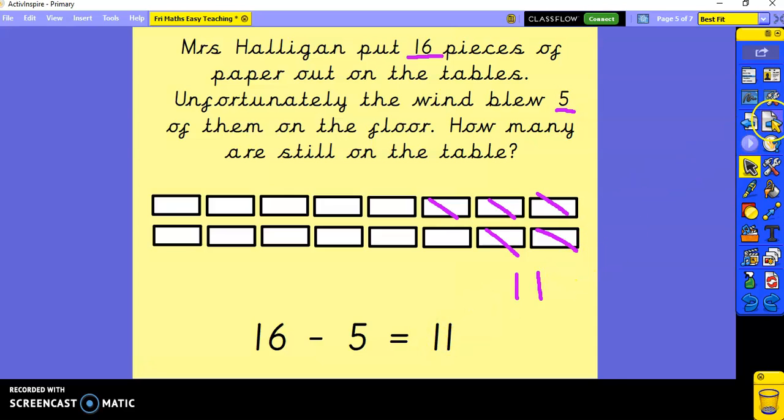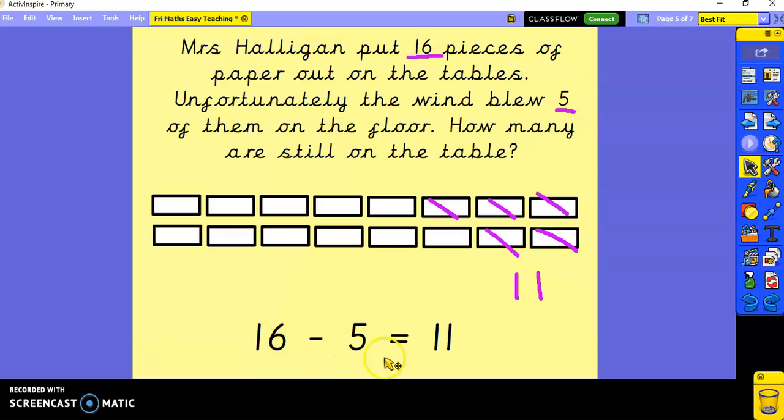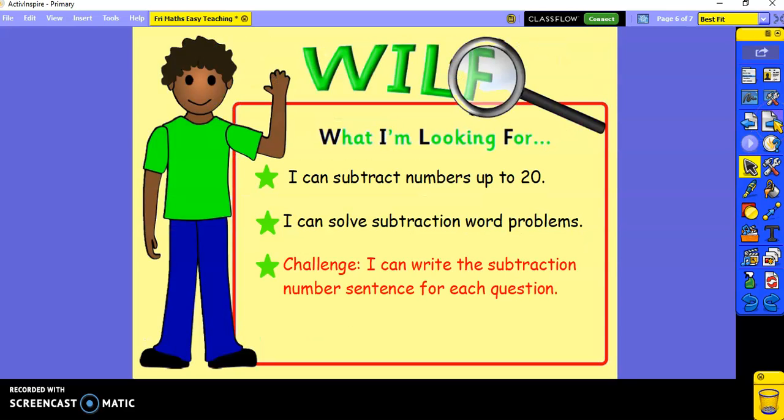Let's have a look at our WILF for today. So our WILF, what am I looking for? I can subtract numbers from 20. So that could be using either dots to help you with your working out, or you can use the pictures that will be on the problems. I can solve subtraction word problems. So can you understand what they're asking and solve them to find the answer? And that challenge is just like we've been doing together, that you can write the subtraction number sentence for each question. And remember, this bit down here is the subtraction number sentence. The 16 take away 5 equals 11 using the subtract and the equal sign.